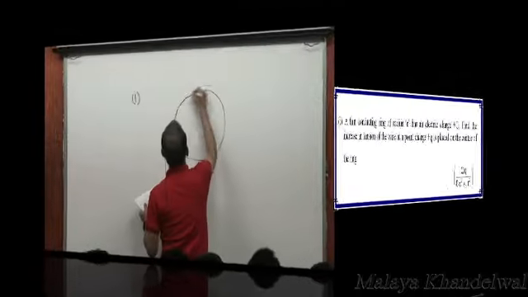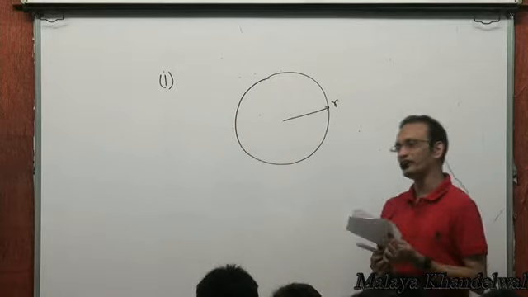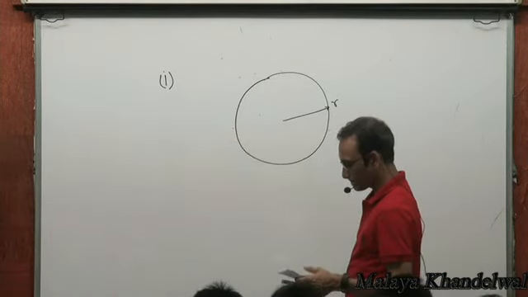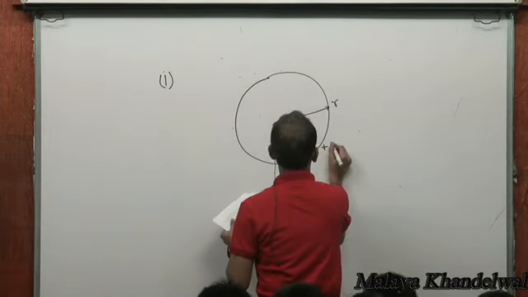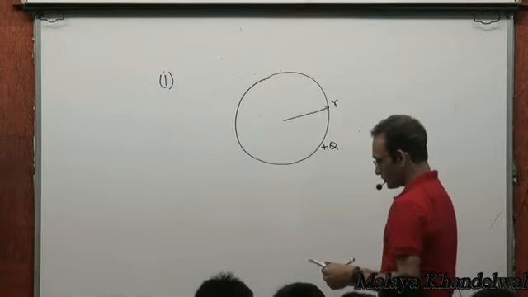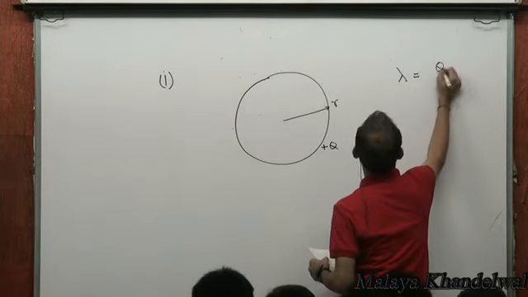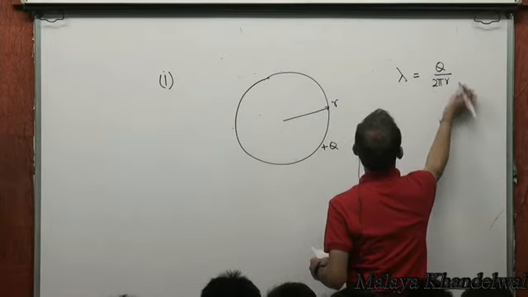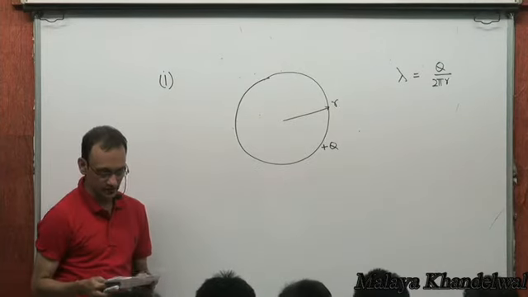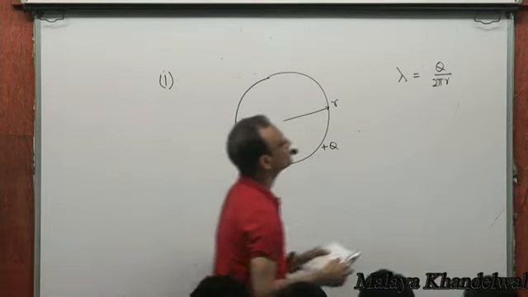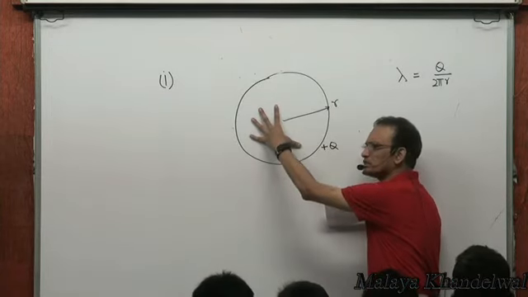A thin conducting ring of radius small r, and has an electric charge plus Q distributed over it. That means there is charge per unit length Q by 2 pi r distributed over it. Now, when there is this charge distributed over it, there is no repulsion, nothing.